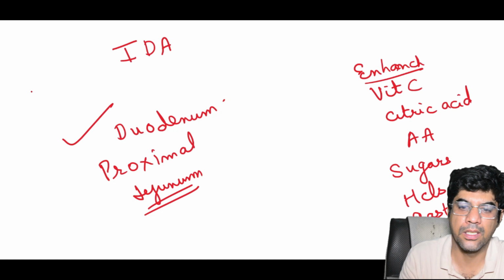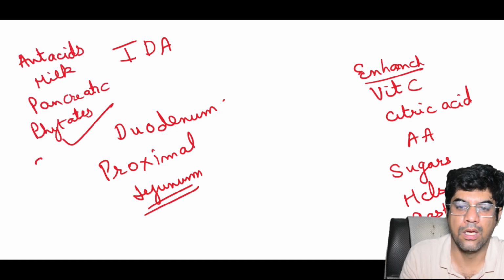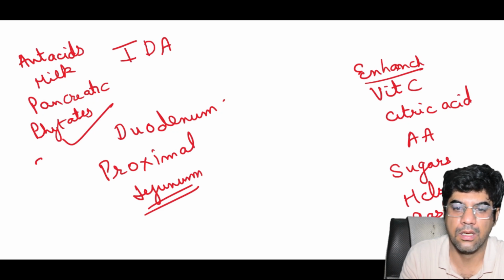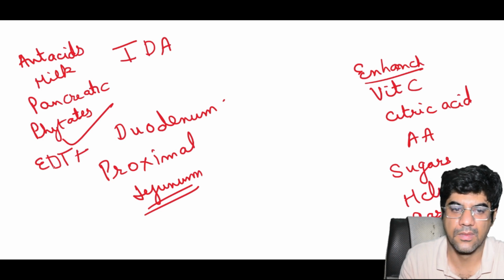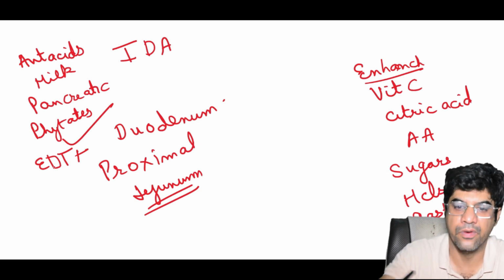What are the inhibitors of non-heme iron absorption? It is the antacids, milk, pancreatic secretions, phytates, EDTA, and tannic acid. So that is important from your entrance exam point of view.